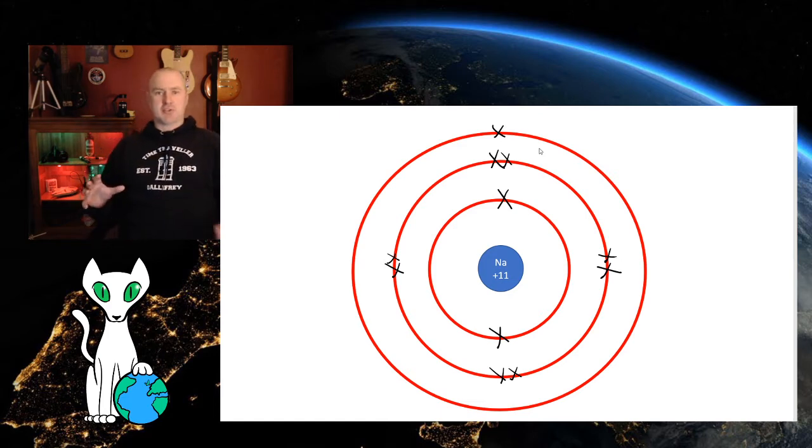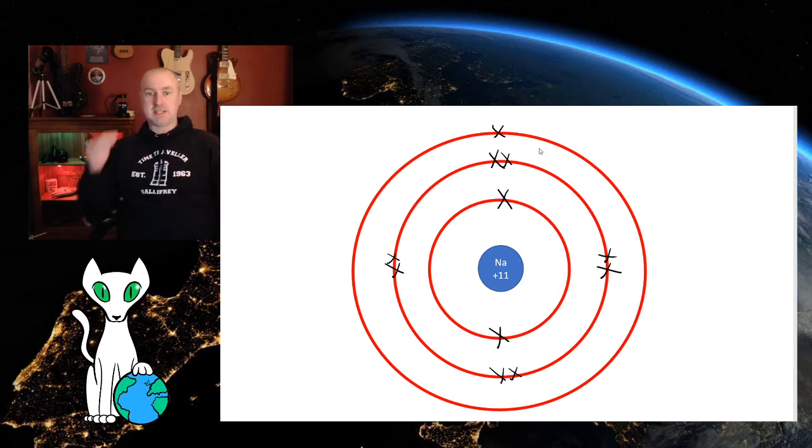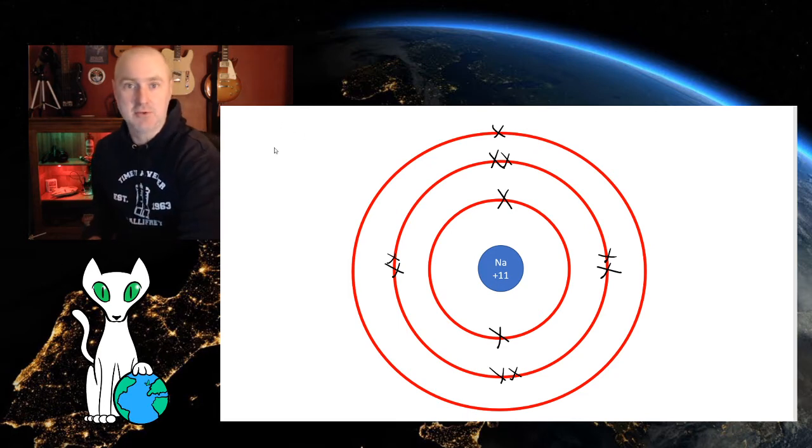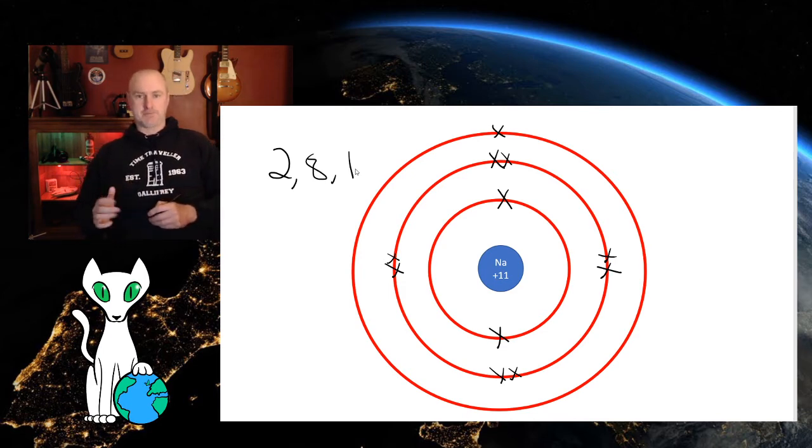Now, if I was asked to write down the electronic configuration or the electronic structure for sodium, all I have to do is look at the number of electrons on each shell and simply write those numbers down with a comma in between. So for sodium, I have 2 on the first shell, 8 on the second shell, 1 on the third shell. So my electronic configuration, my electronic structure for sodium is simply 2,8,1.